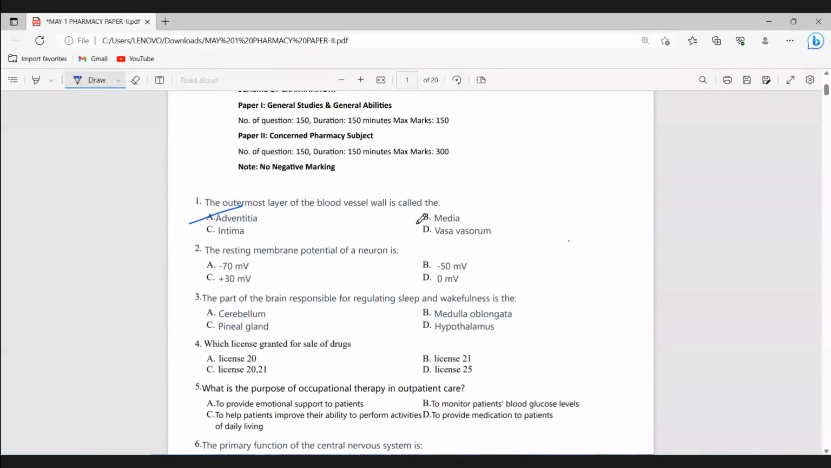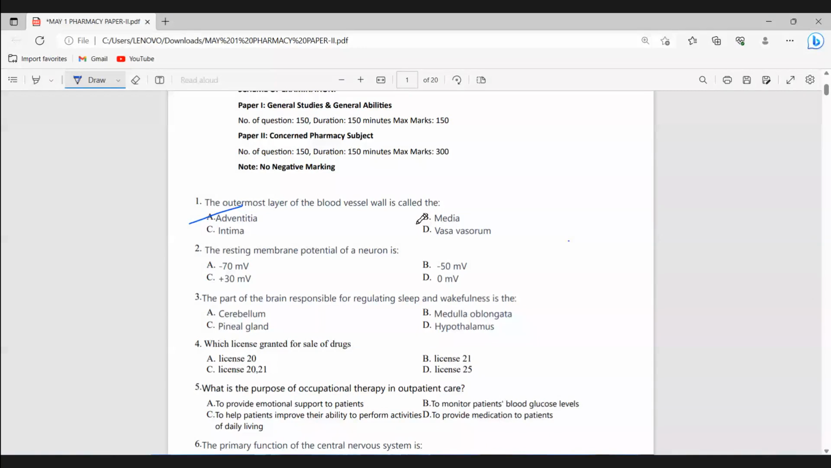What do you want me to repeat? Which point do you need the repetition for? Media. This is the middle layer of blood vessel wall. Contains smooth muscle cells and elastic fibers.